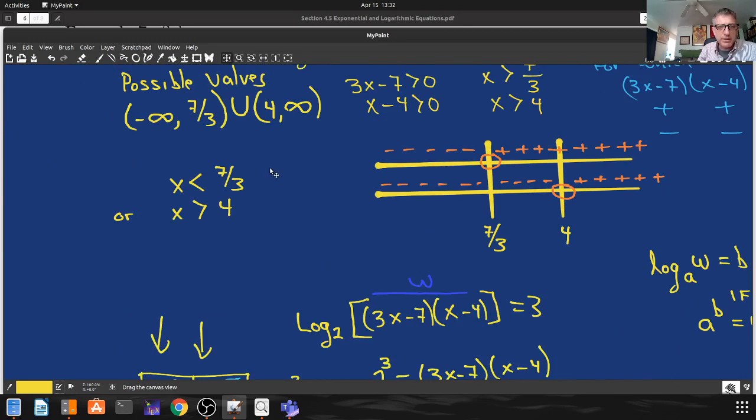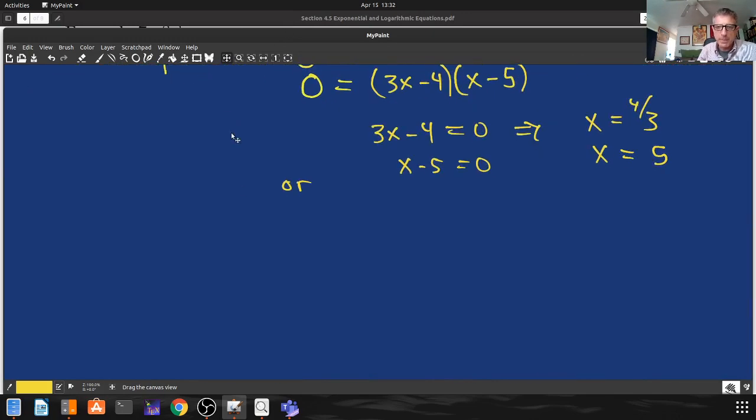If we go up here, it turns out that x has to be, so x equal to 5 clearly is in this side because x is greater than 4. And 4/3 is less than 7/3 because the denominator is the same and the numerator 4 is less than the numerator 7. So both of my answers work. So my solution set has both of them, 4/3 and 5.